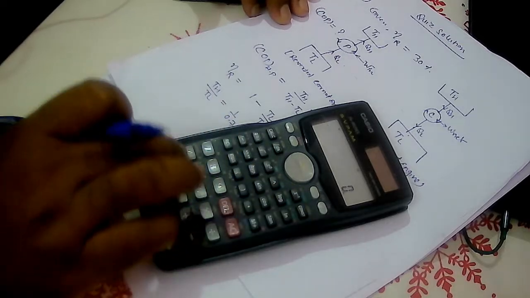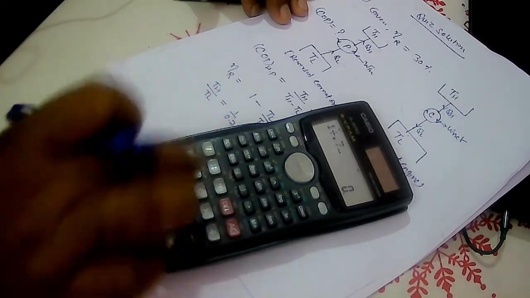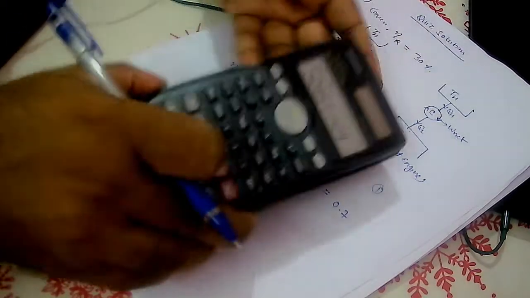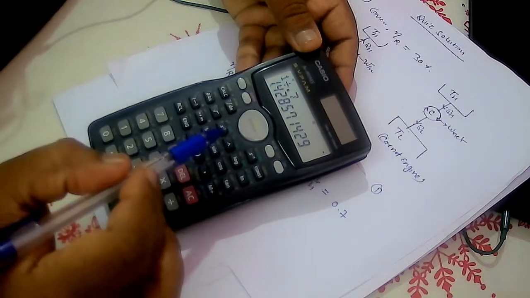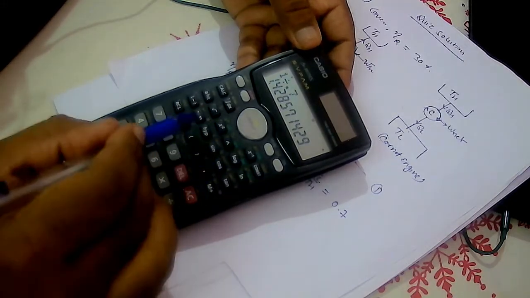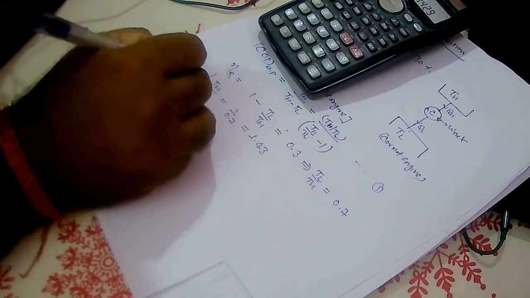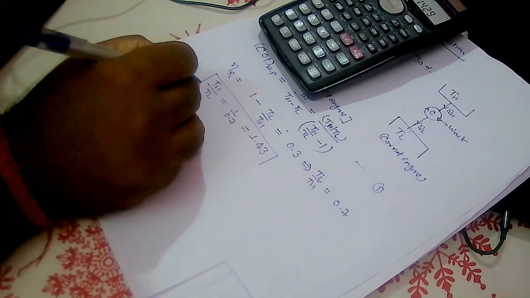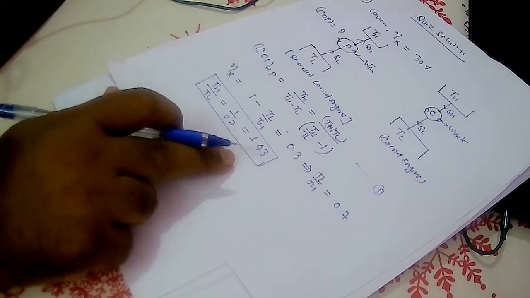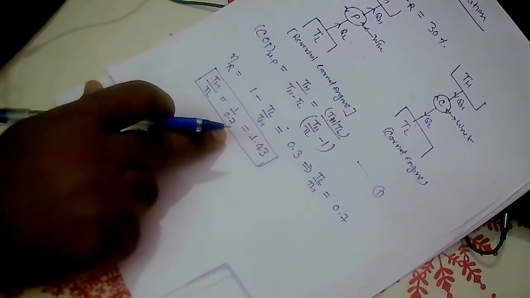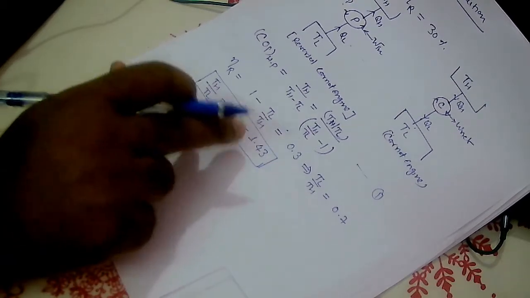So 1 divided by 0.7, which I got as 1.43 approximately. If you look at the digits, it's coming 1.4285, so I will take 1.43 as the round off. So I got T higher divided by T lower as 1.43. Is that clear?